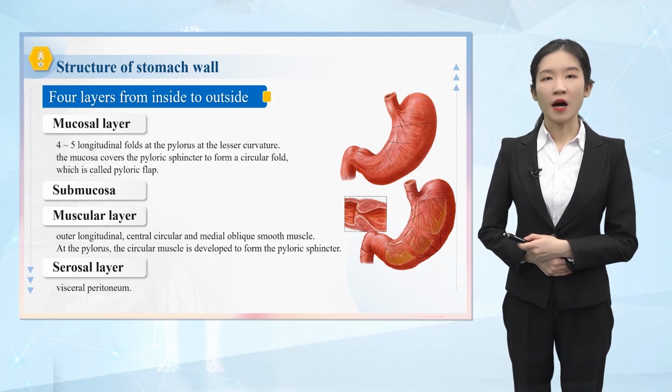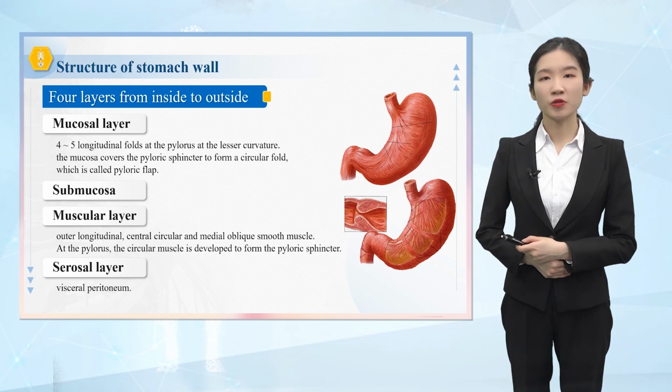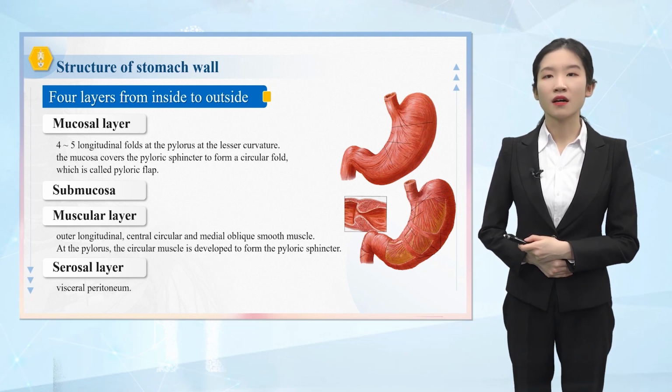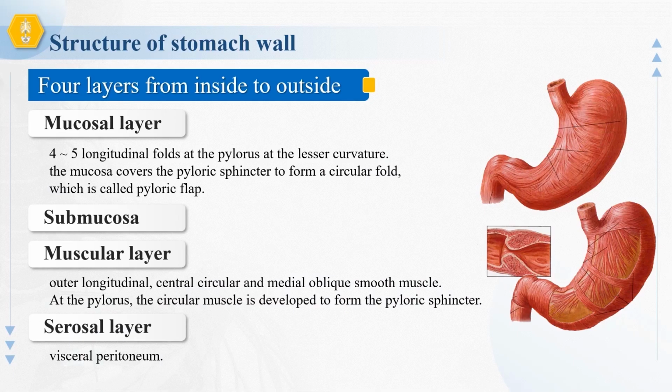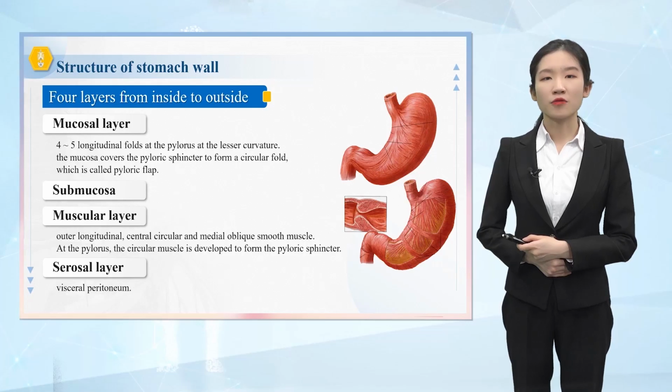Muscular layer, outer longitudinal, central circular, and medial oblique, smooth muscle. At the pylorus, the circular muscle is developed to form the pyloric sphincter. Serosal layer is the visceral peritoneum.